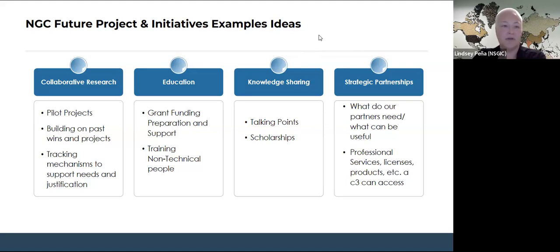So on this slide, I basically broke down from the mission statement. We talked about collaborative research, we talked about education, knowledge sharing, and strategic partnerships. So as far as collaborative research, something that could potentially fall under here could be doing different pilot projects. It could be building on past wins and past projects. So, we already have a basis for doing geo-enabled elections, and we still have an initiative with NSGIC with that community. And so, again, we could reach out and potentially approach some of those foundations that support election-based initiatives. We have that history and be able to expand on those different projects.